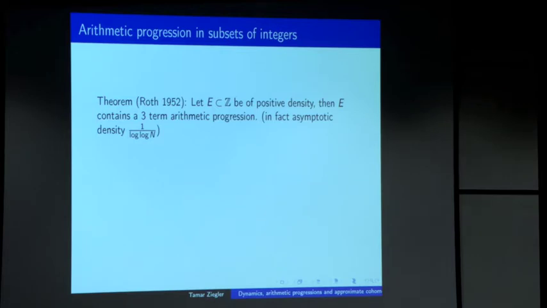Arithmetic progressions in subsets of integers, or maybe one should call it the indestructibility of arithmetic progressions. And so here's the question. You have some subset of the integers that is of positive density, so say take some positive proportion of large intervals, of growing intervals. And there is a theorem by Roth in 1952 that states that any such subset would contain a 3-term arithmetic progression, so 3 points that are equidistanced.